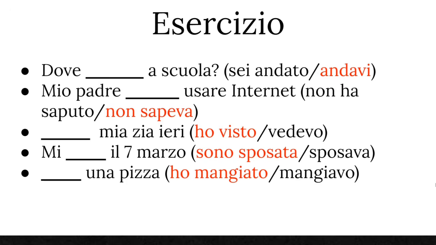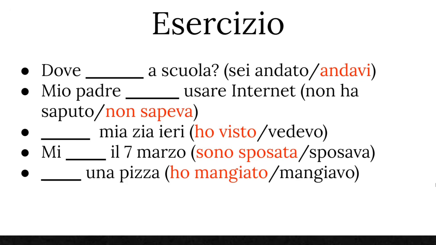Mio padre non sapeva usare internet. Here it's really a matter of shade because maybe your dad didn't know how to use internet for like most of his life, or maybe it was just one-time experience. If it was a one-time experience, then you need to use the passato prossimo. Non ha saputo. Okay? But, you know, when you're talking, yes, it's better to pick the right form, but people will understand, okay, in either case.